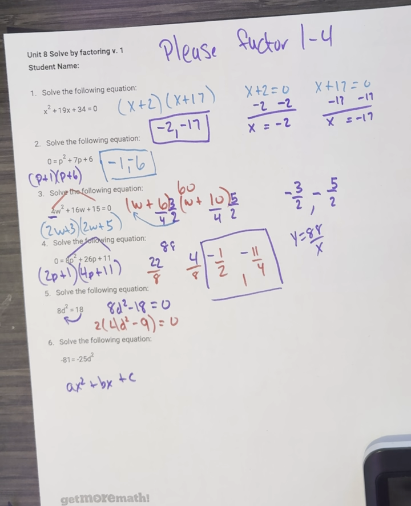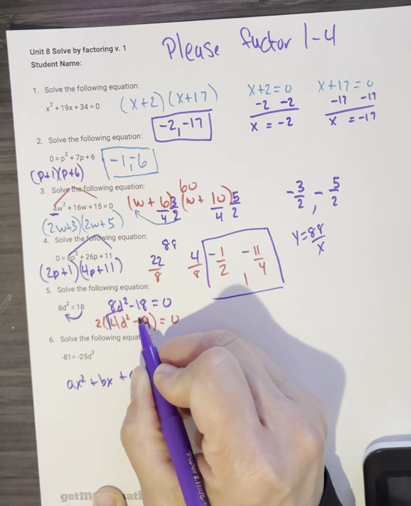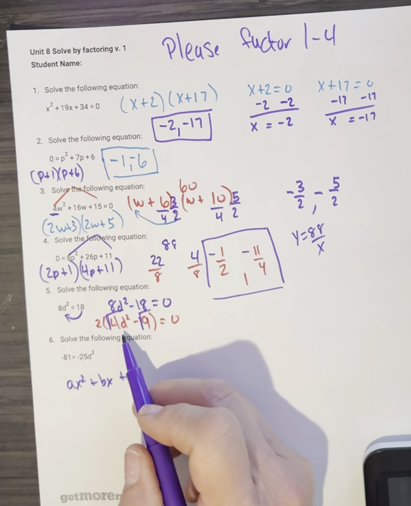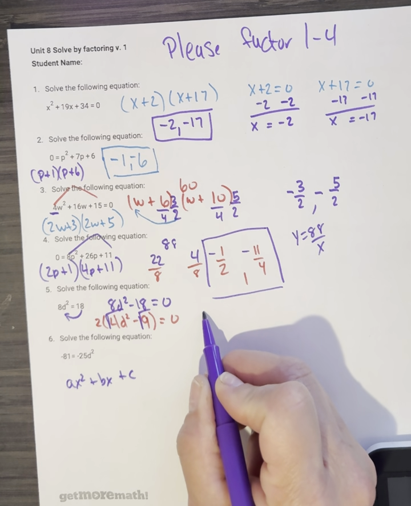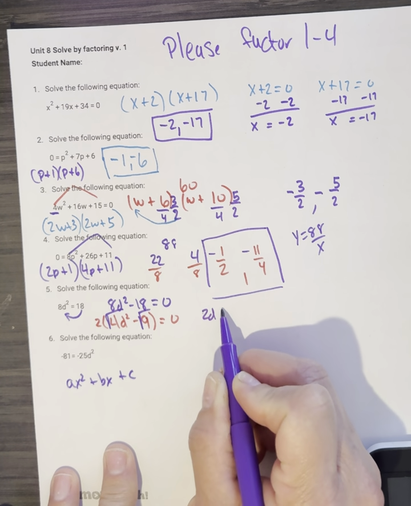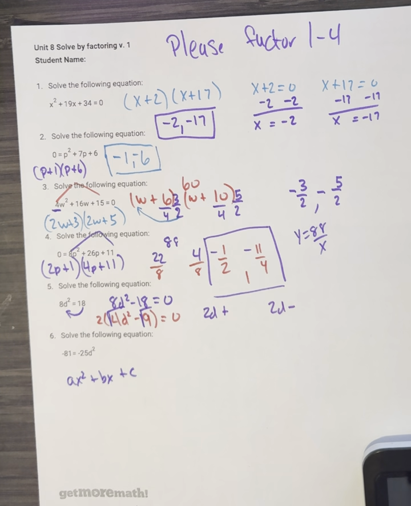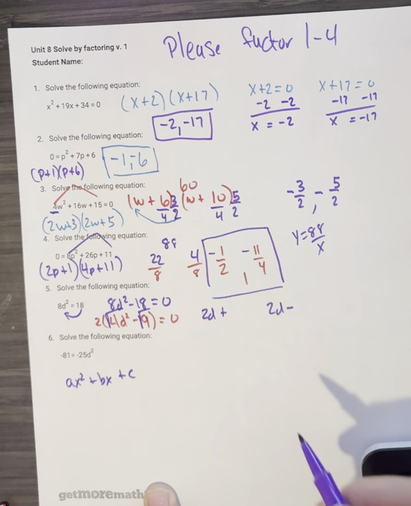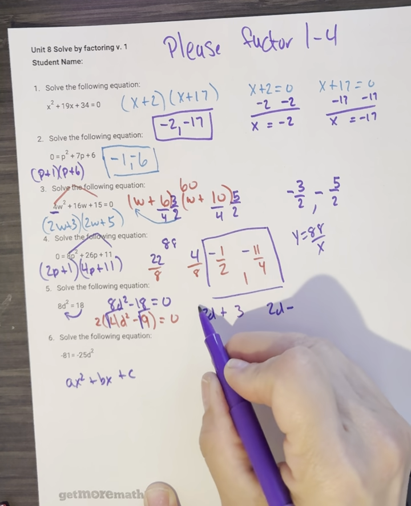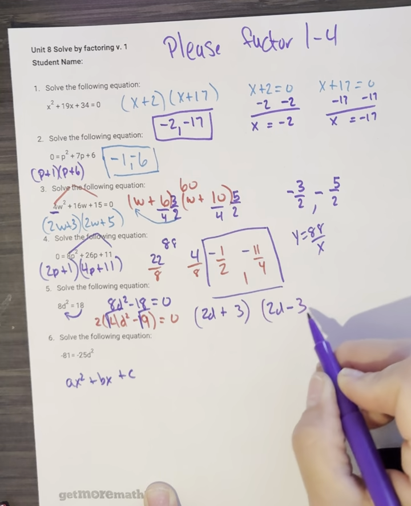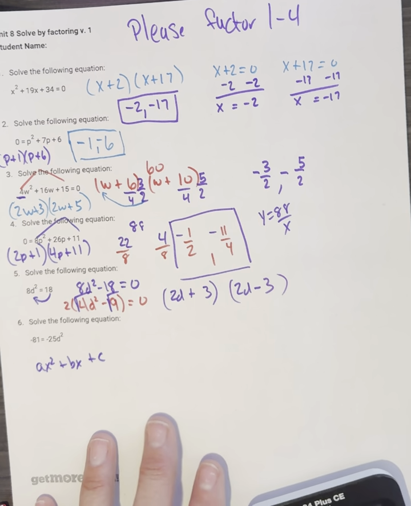difference of 2 squares. So when you have the difference of 2 squares, what's the opposite of squaring something? Square root. So we're going to take the square root of both sides. And remember, you have the plus and the minus. So the square root of 4 is 2. So we're going to have 2d plus and 2d minus. What's the square root of 9? 3. So we're going to have the positive and negative.